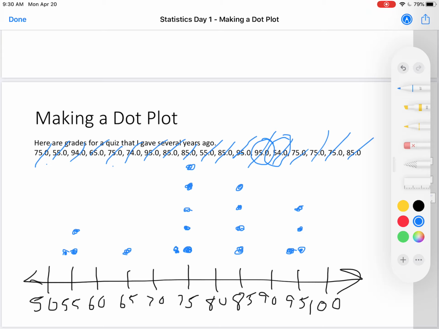Well, did they do well? Did they do poorly? Are most of the dots to the right, where the good grades are, or to the left, where the poor grades are? If you notice, most of the dots are over here, where the good grades are. So, these students in general did okay. I'm only saying okay, not great, because I did have some students do poorly. Here they are down here. But I had most of my students do better on the right side.